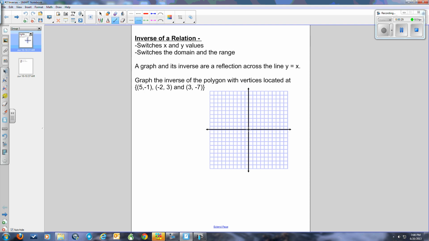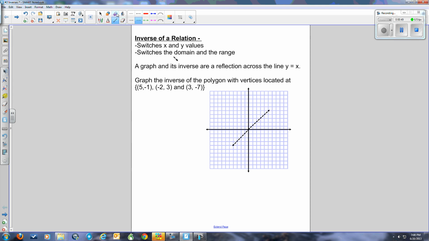Y equals x is actually this line right here, because y and x will have the same value. I'm not drawing it perfectly, but you get the idea here.